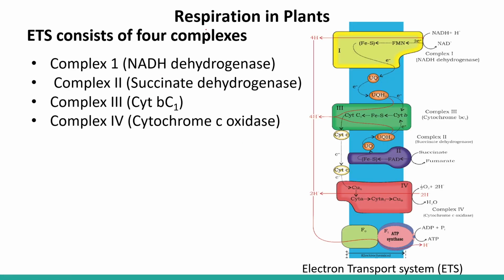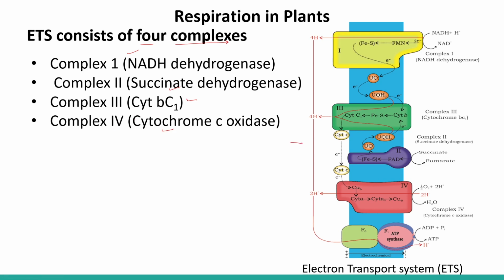Now let's talk about the electron transport system in detail. It consists of 4 complexes. Complex 1 is known as NADH dehydrogenase. The second complex is known as succinate dehydrogenase. The third complex is known as cytochrome bc1. And complex 4 is known as cytochrome c oxidase.